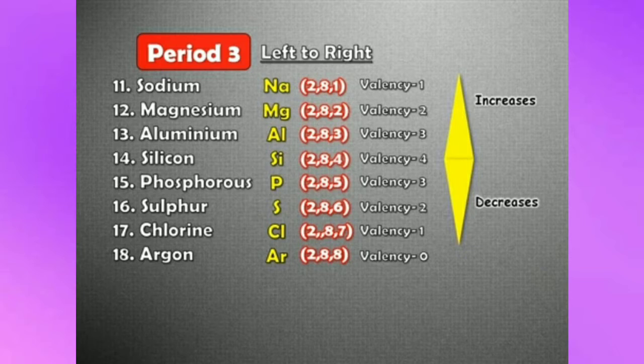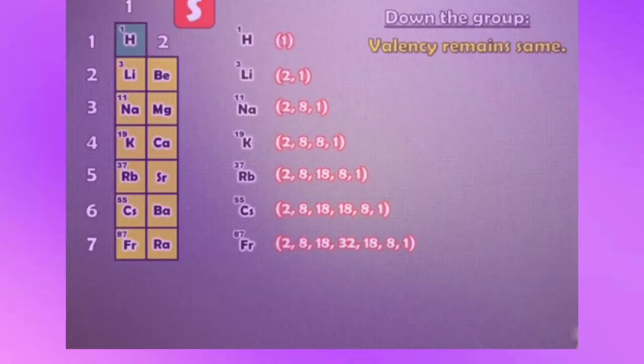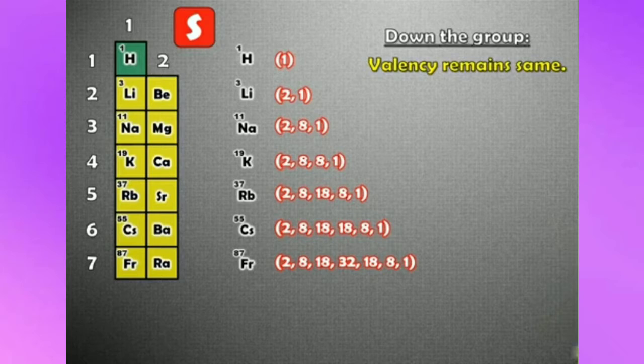So, by observing this period from left to right, what we can say, children, is that first the valency increases and then the valency decreases. Are you getting me, children? Good. Now, children, if we have a look at the groups, if we go down the group, what are the elements present here? Hydrogen, lithium, sodium, potassium, rubidium, cesium and francium, right?